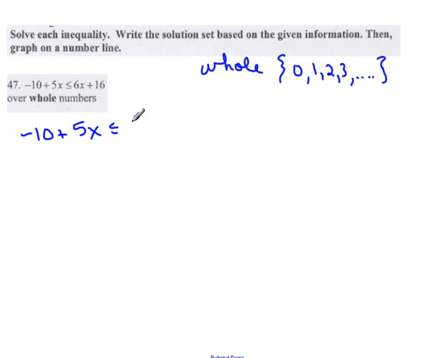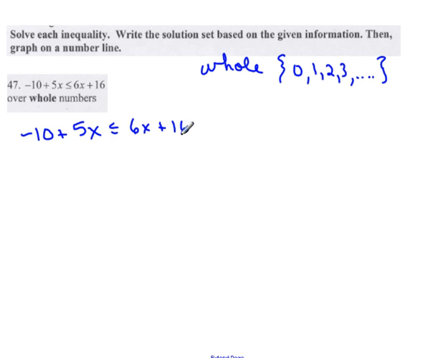Okay, let's solve this problem for the set of whole numbers. First thing you need to do is remember that whole numbers are the numbers 0, 1, 2, 3, etc. No fractions, no decimals, no negatives. But the difference between whole numbers and natural numbers is that it does include the number 0. So we want to solve this problem like we normally would.